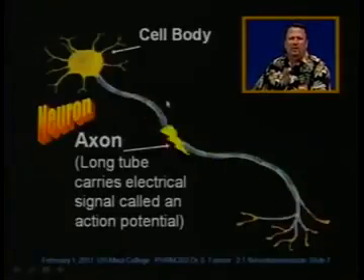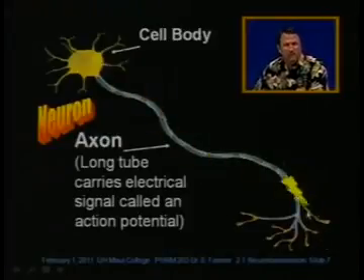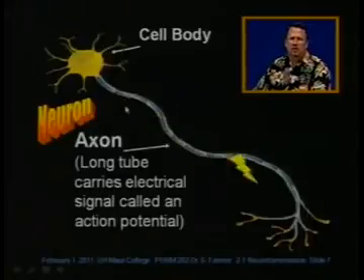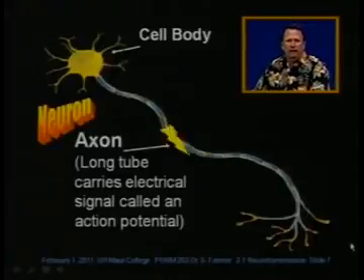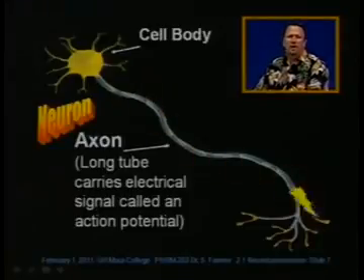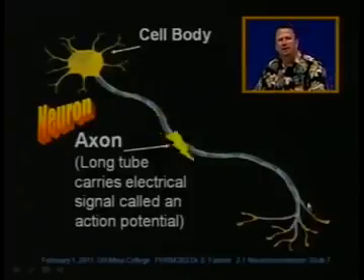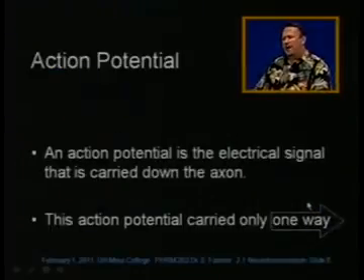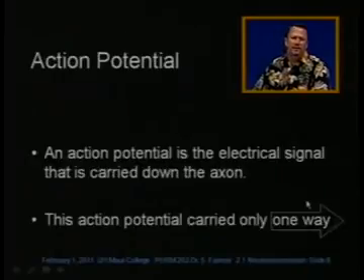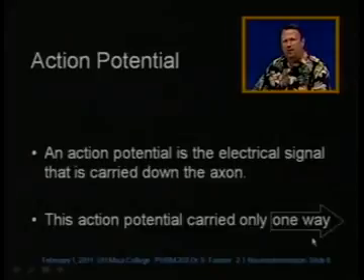The axon is a long tube that carries an electrical signal, and that electrical signal is called an action potential. That's why it shows that little lightning bolt going across the axon. That's supposed to show the electrical signal going down the long tube that's called an axon. Not too complicated. So an action potential is the electrical signal that is carried down the axon. Something I want you to keep in mind is the action potential is only carried one way down the axon.